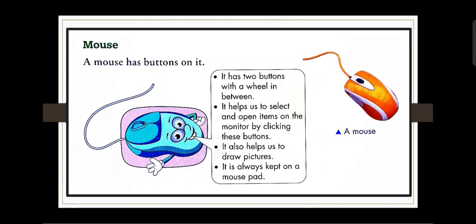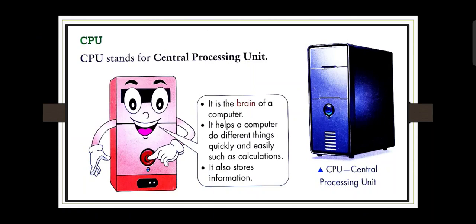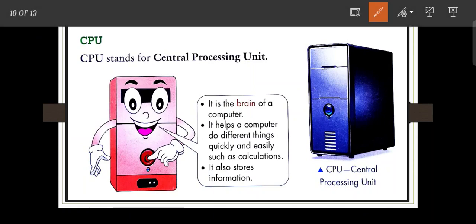Next part is the CPU, a very important part, okay. CPU stands for central processing unit, okay, and it is the brain of a computer, okay. That means this CPU is called the brain of a computer, okay. Next, it helps a computer do different things quickly and easily, such as calculation.